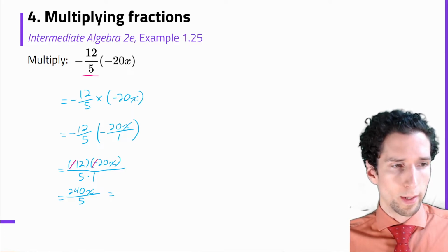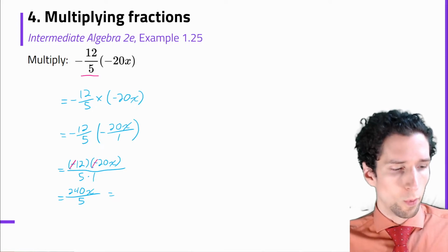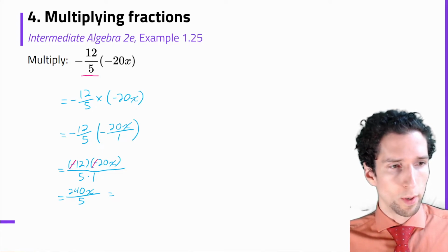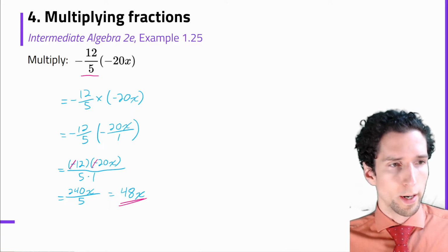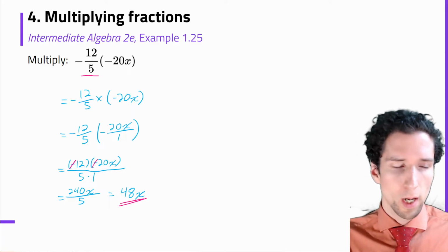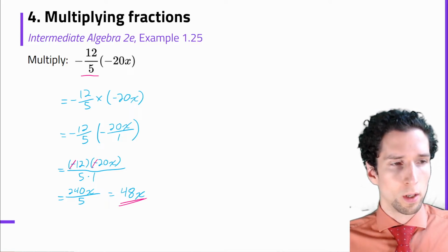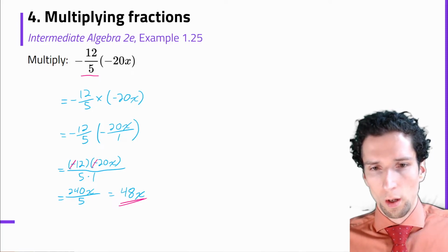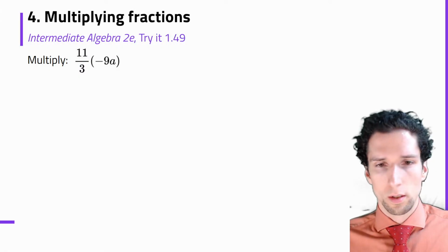240, we can divide that by 5. So divide it by 10 would be 24, times 2 would be 48. So there we go, 48x. And there's our answer. So just multiply the two top numbers together, two bottom numbers together, and that's multiplying fractions. All right, we'll erase, and next one.